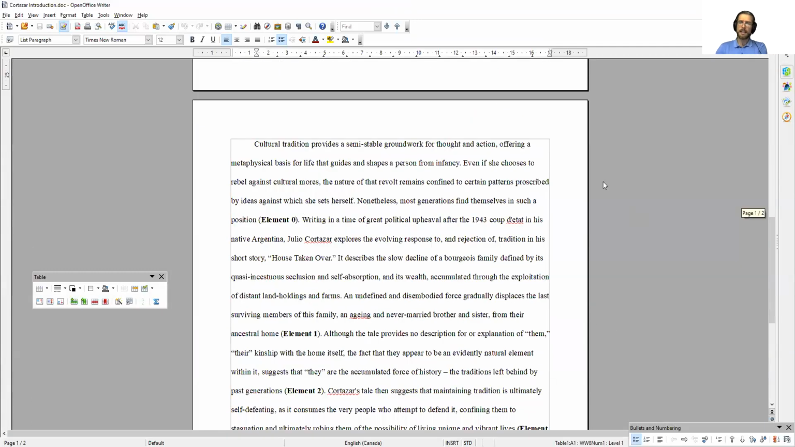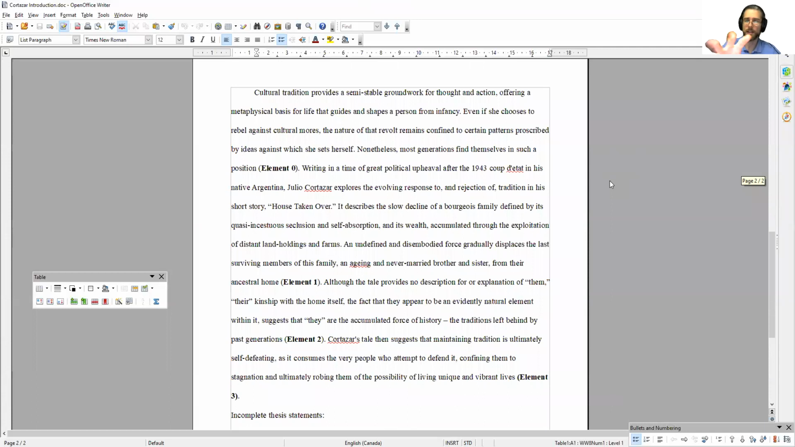Now, the next section of this paper has an introduction, a sample introduction based on Julio Cortázar's House Taken Over. And I run through the various different elements of the introduction.